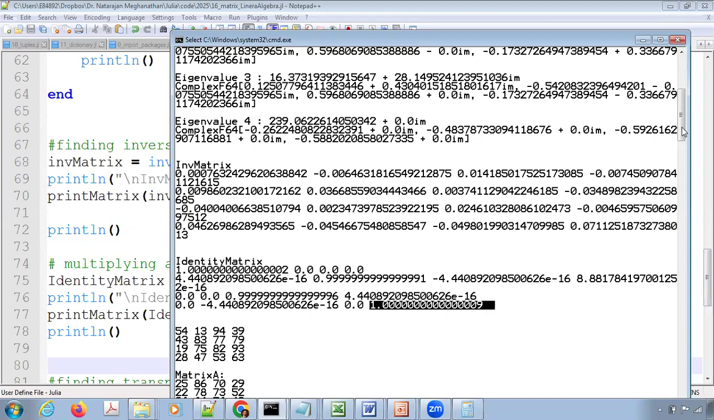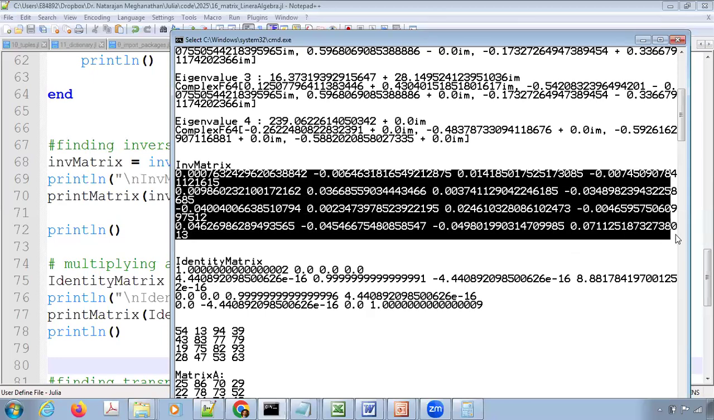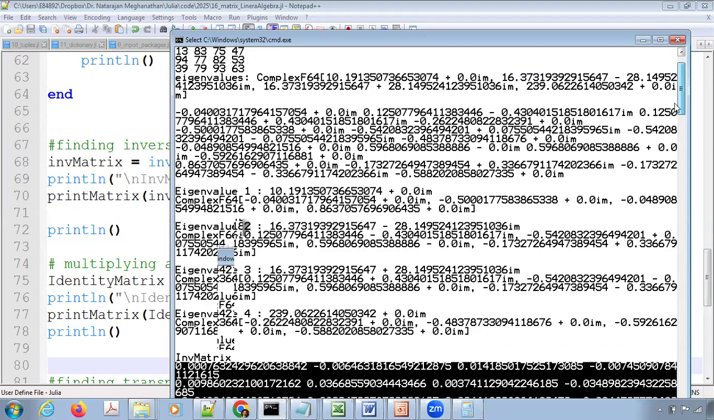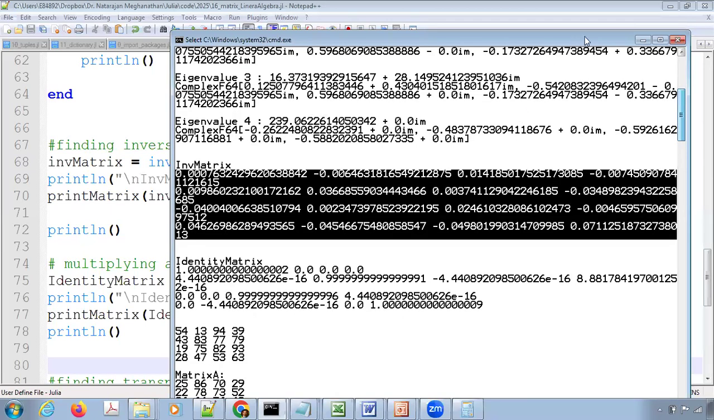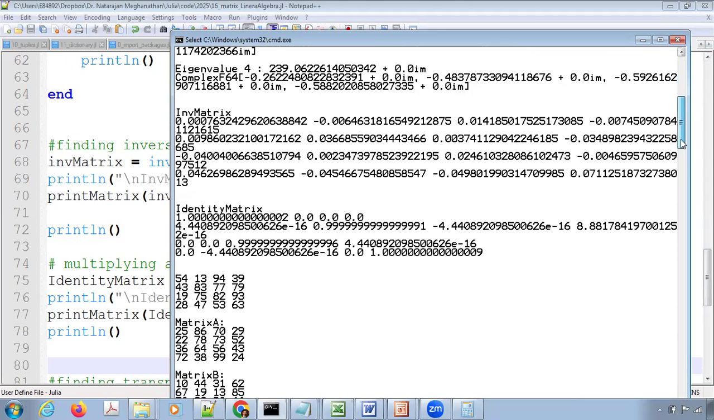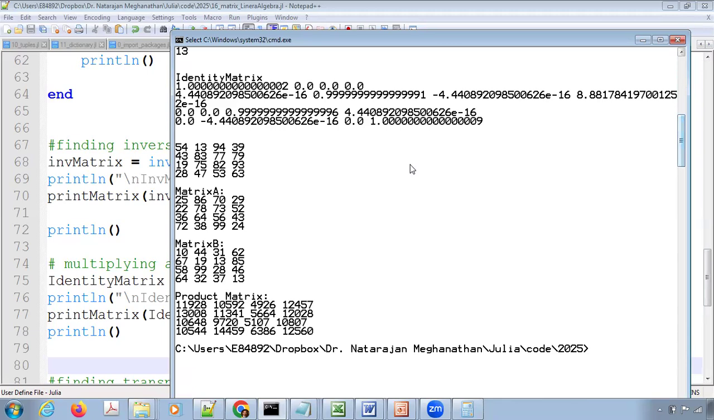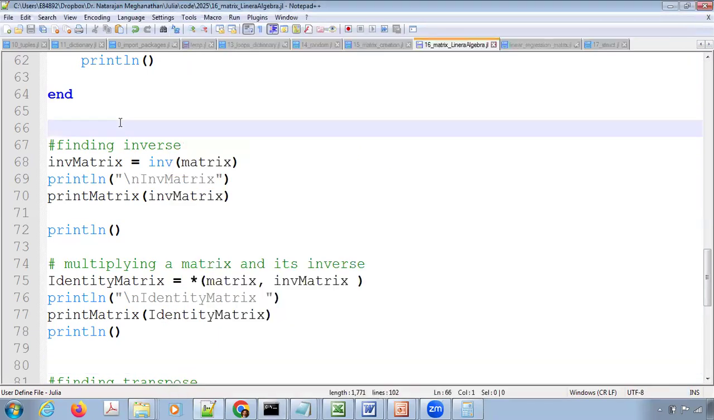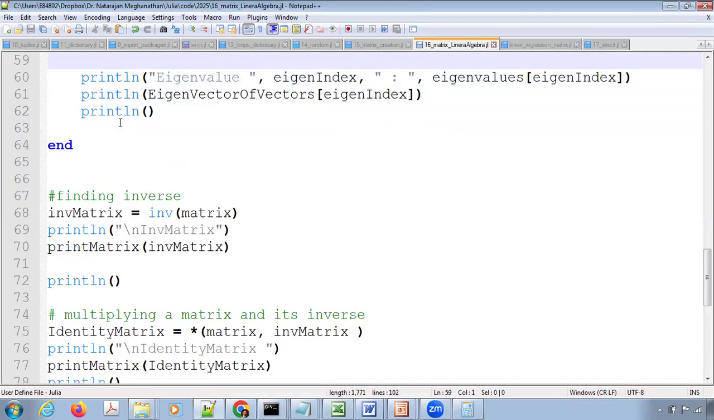So we multiply a matrix with its inverse. This is the inverse of the matrix that we generated randomly in the beginning, this matrix. When you multiply the matrix with its inverse, you get an identity matrix. All right, so that's about the inverse of a matrix.